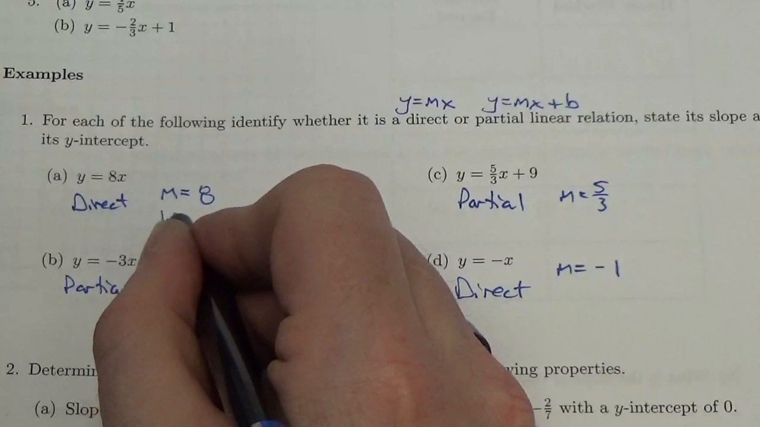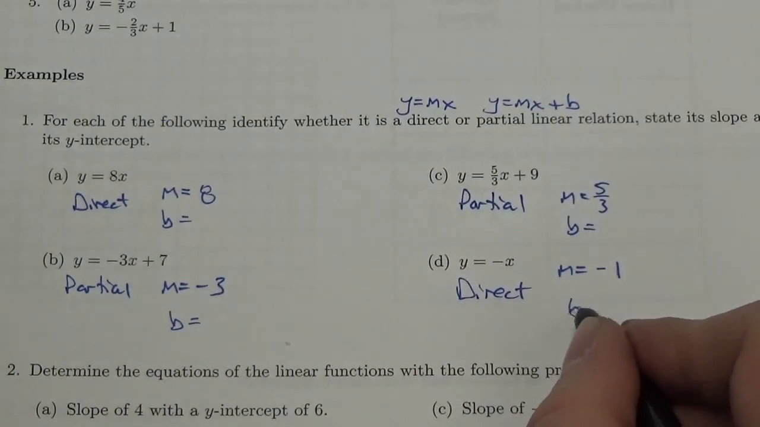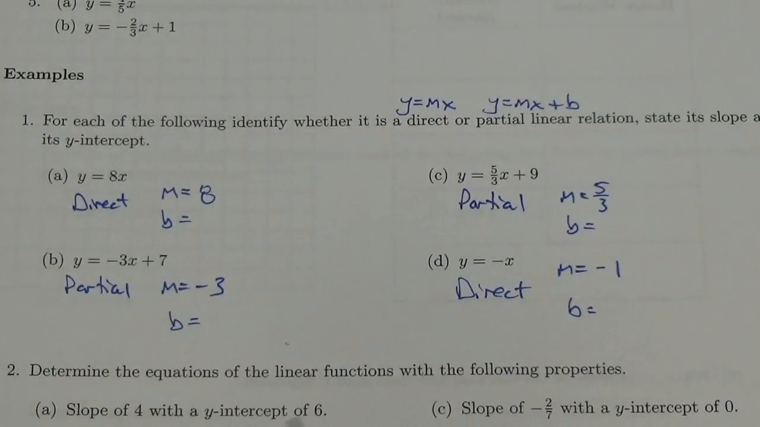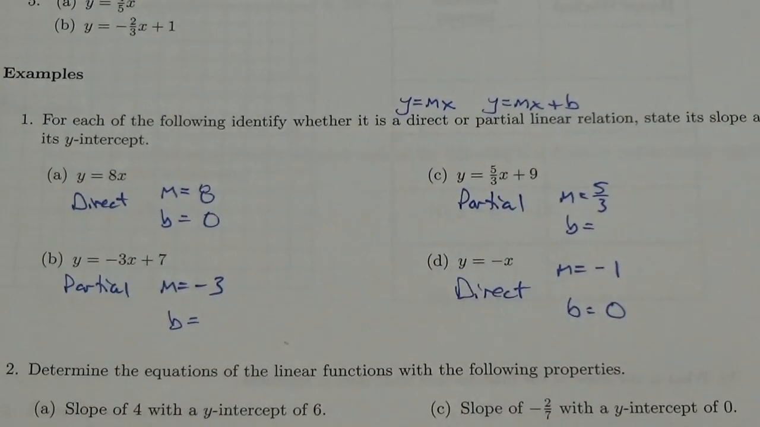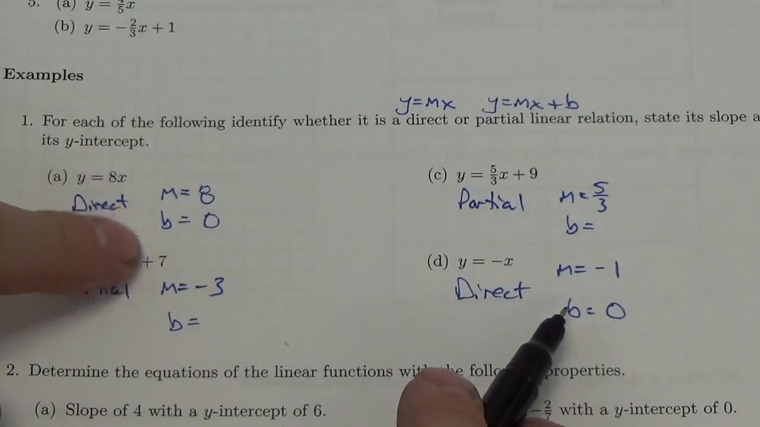Now, the y-intercept is going to be the b value. In a direct relation, you're not seeing the b value. It's not there, but the reason it's not there is because the value that it takes on is 0. It's going through the origin. So for those two right away, I can just tell you it's 0. So the slope is obvious to me, and then so is the y-intercept here.